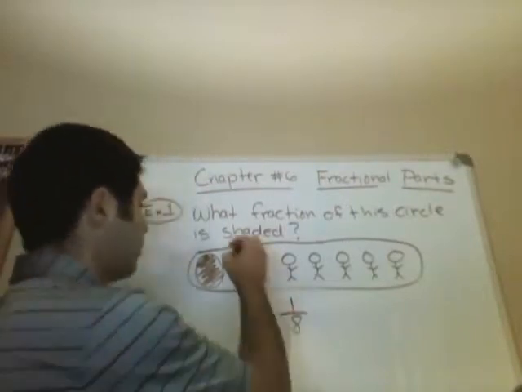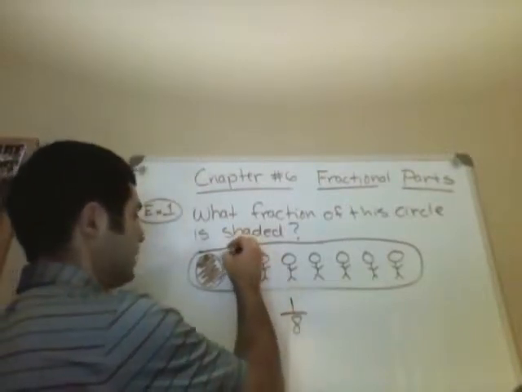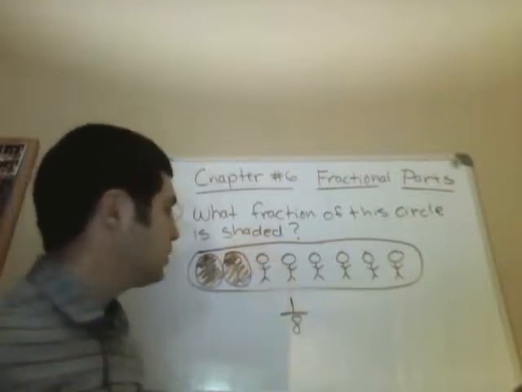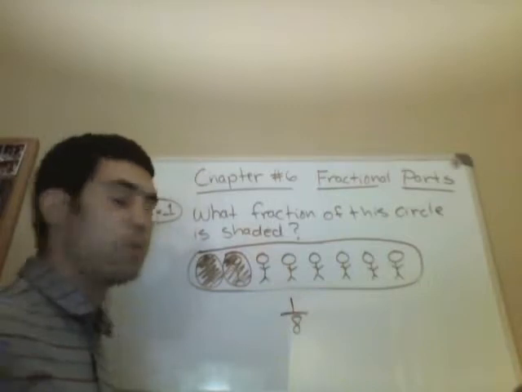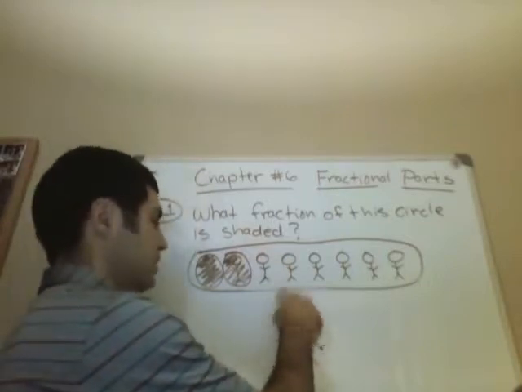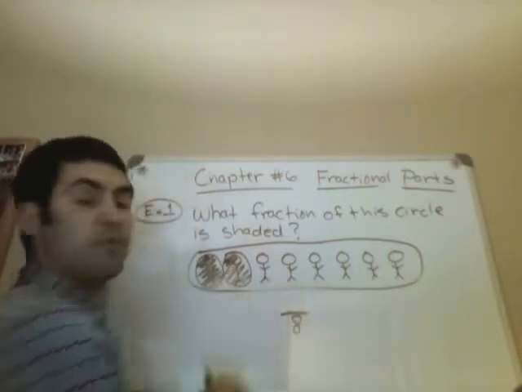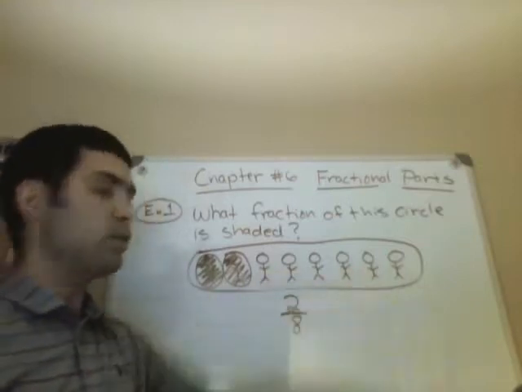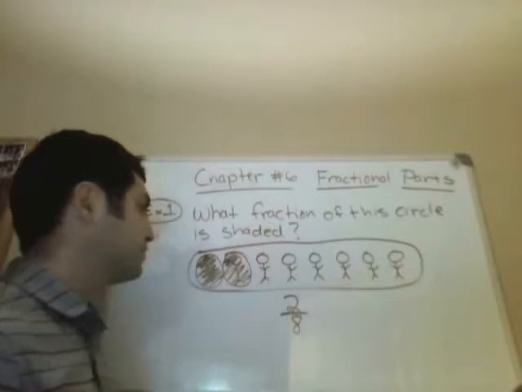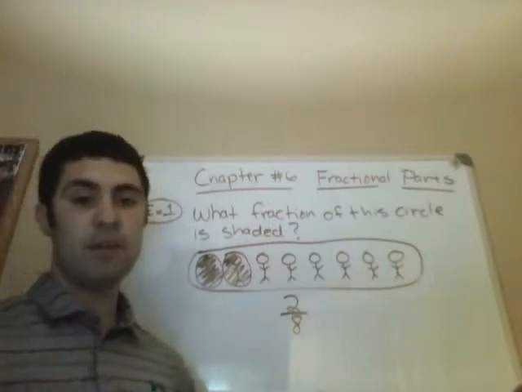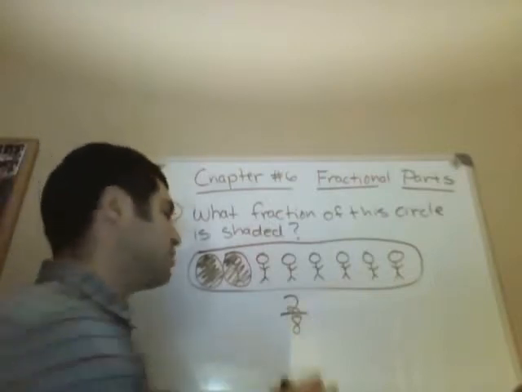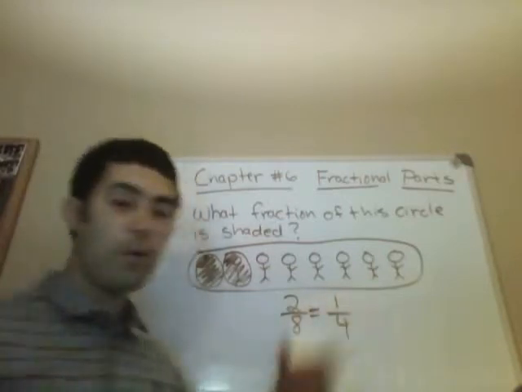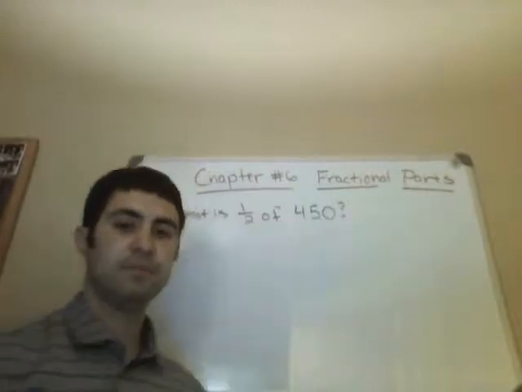So let's say I want to take 2 people out of this group. Then this group of 2 people would be represented as 2/8. So 2/8 of the group has been covered up, or is in hiding, so to speak. This, of course, reduces to 1/4. So 1/4 of the group you can't see.